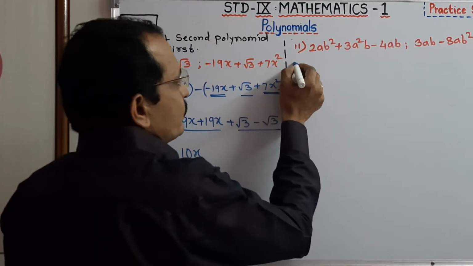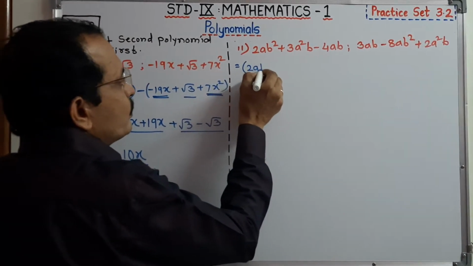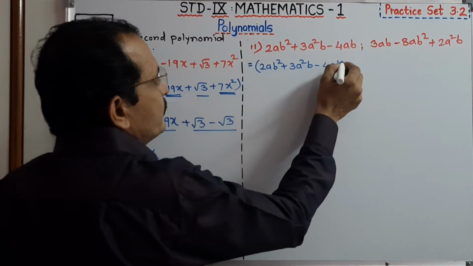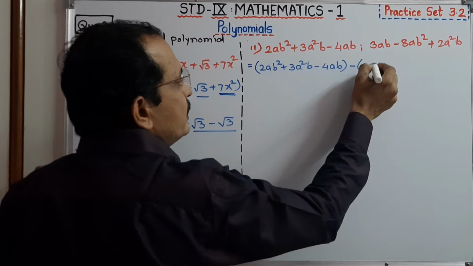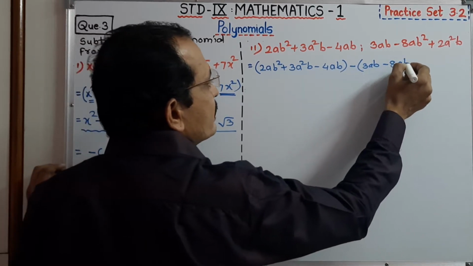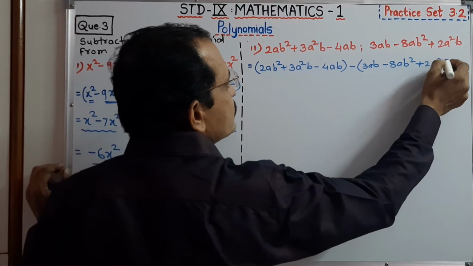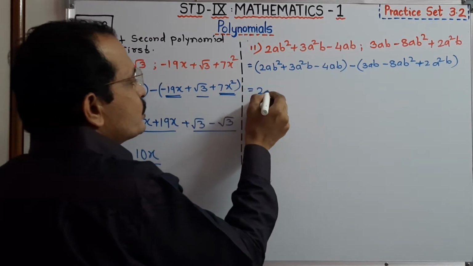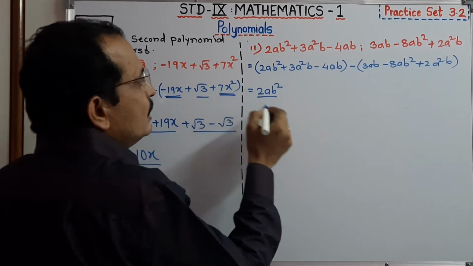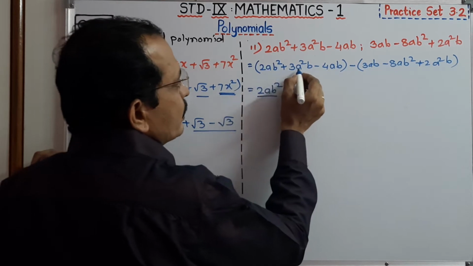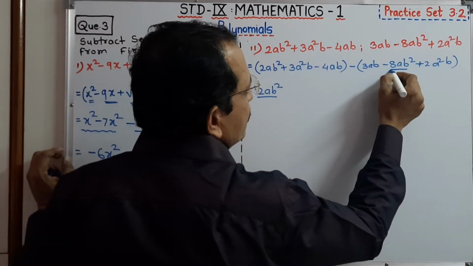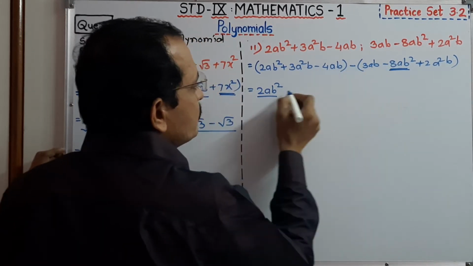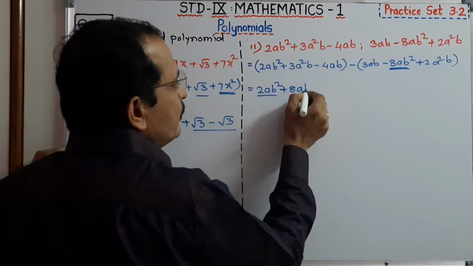Now see here, second one. In the first bracket we have to write 2ab square plus 3a square b minus 4ab, minus, in the second bracket, 3ab minus 8ab square plus 2a square b. Same thing, we have to do the subtraction. It is 2ab square. Now the ab square term, this is minus 8ab square. Because of this minus, this will become plus 8ab square.